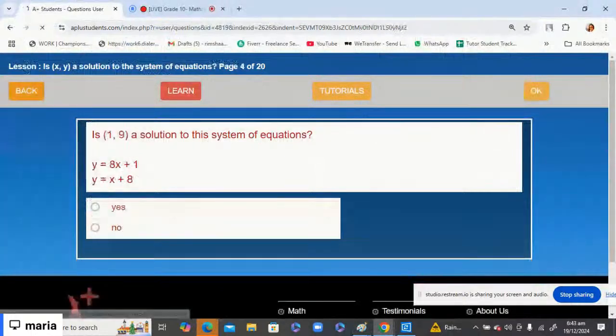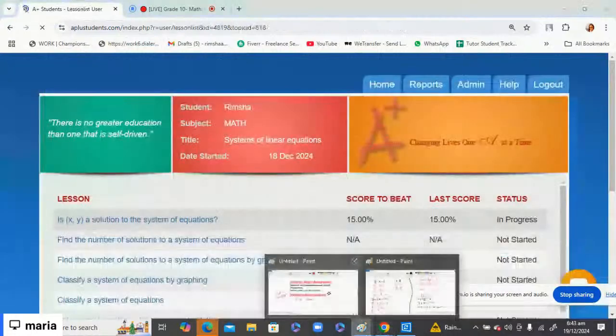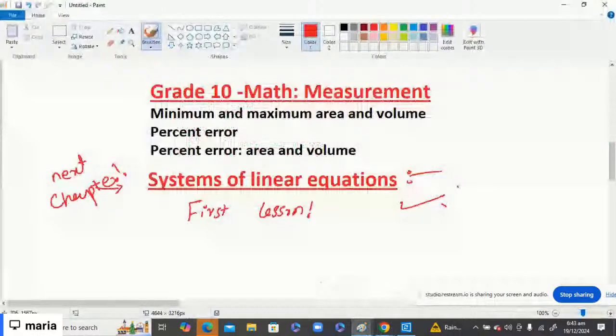So hope you guys understand this lesson. Today we discussed grade 10 maths. The chapter we discussed is measurement, and here is the list of lessons: minimum and maximum area and volume, percent error, find the area and the volume. And the second last chapter we discussed is system of linear equations, and we covered only one lesson from that.